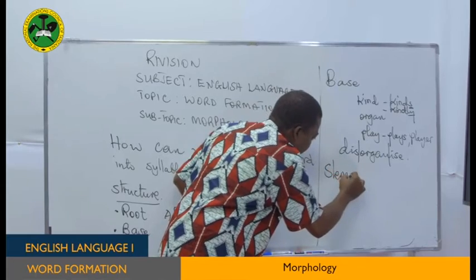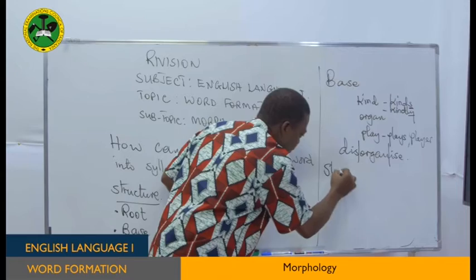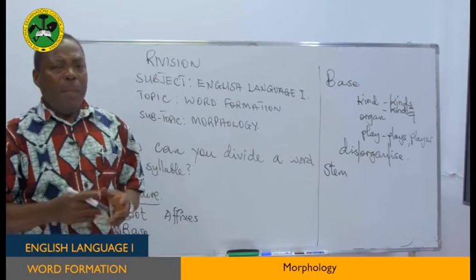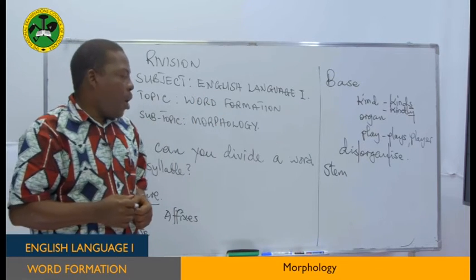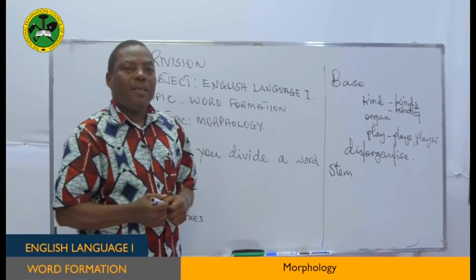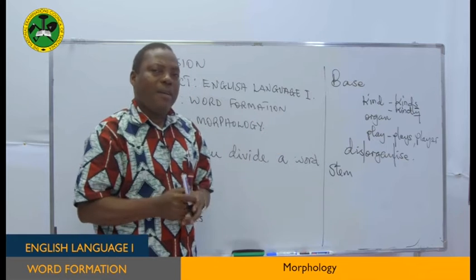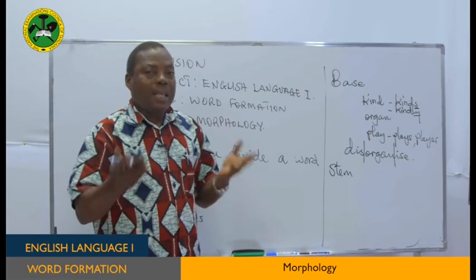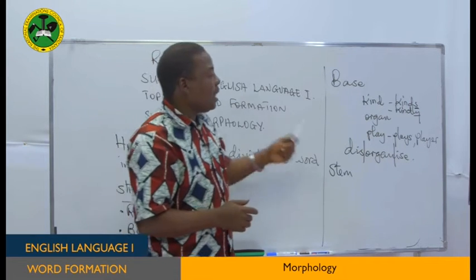Stem. Stem is a bit different from a base. When you are to understand what a stem is, you also need to have words. But what part of a word forms a stem? It is a word by itself that can be a stem. But how do you understand that this is a stem and not a base?